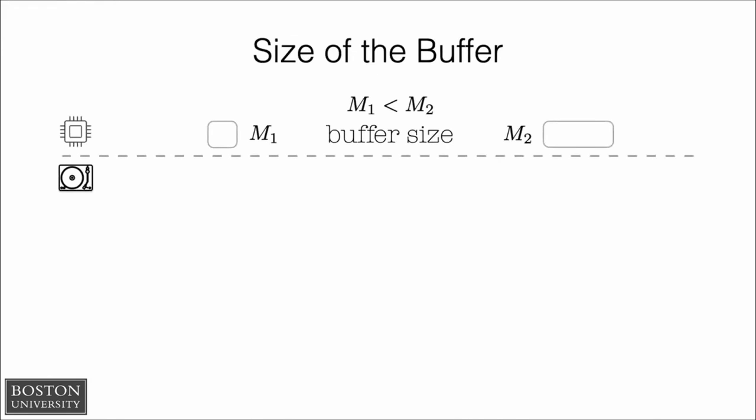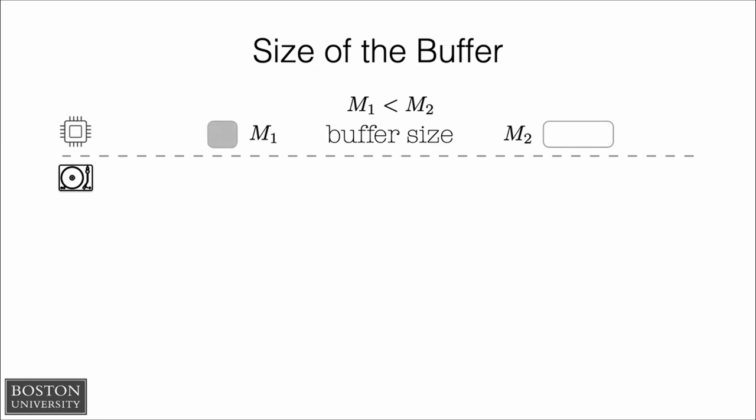The size of the buffer, that is the memtable as we often refer to it in the case of LSMs, also plays a critical role in determining its ingestion performance. Here in the slide, you can see we have two buffer sizes, M1 and M2, M1 being smaller than M2. So with a smaller buffer, when we are ingesting data, the buffer gets full relatively quickly.